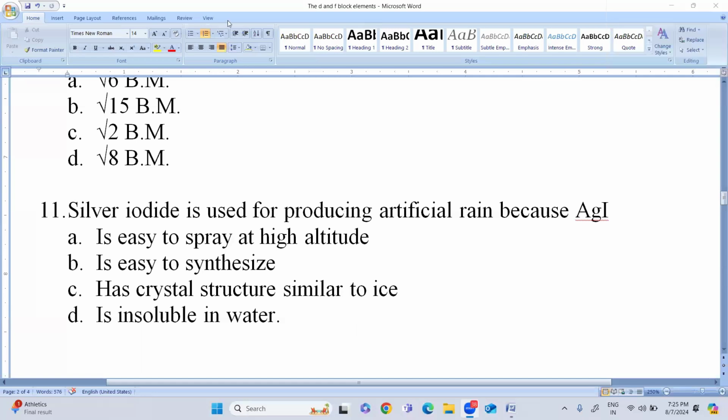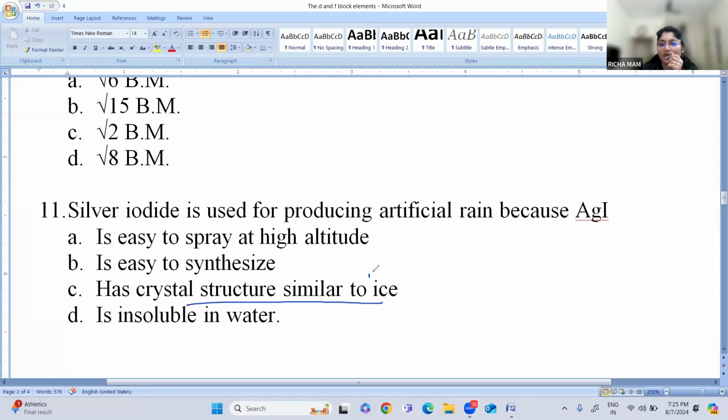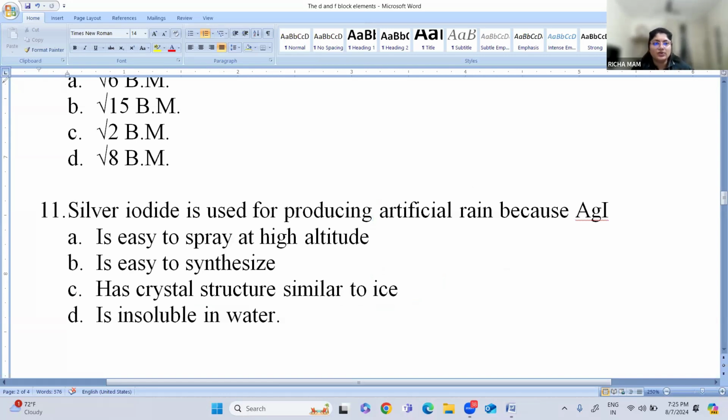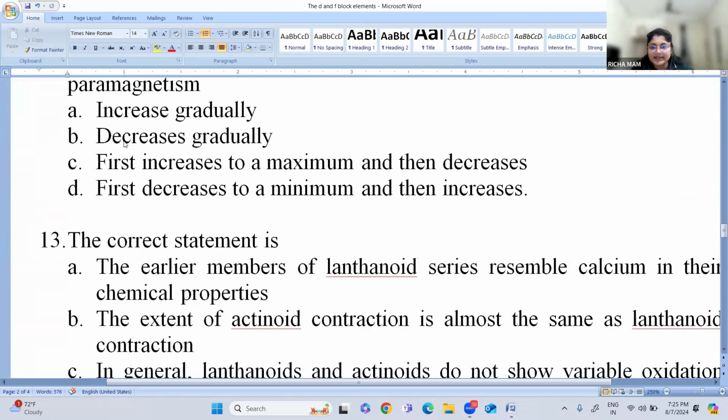Any doubts up to the 11th one? What is the answer, ma'am? Silver iodide is used for producing artificial rain because AgI has a structure similar to ice. How does ice look? Similar crystal structure it has. So silver iodide is used in producing the artificial rain. Remember this. The remaining questions we will be discussing in the next class.